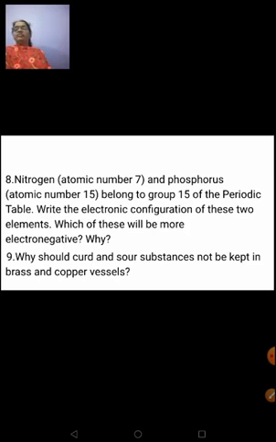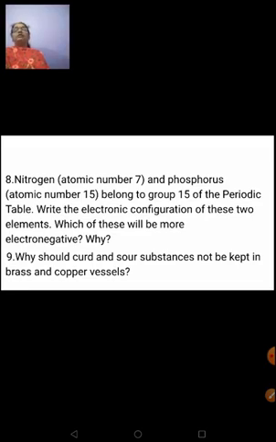Obviously nitrogen. Why? Because nitrogen is smaller in size when compared to phosphorus. Okay. Since this nitrogen is having a smaller size, its nucleus will exert a greater force on the electrons. So that is why we say nitrogen is more electronegative when compared to phosphorus. I'll repeat again. Nitrogen has electronic configuration 2, 5 and phosphorus has electronic configuration 2, 8, 5. Both are having 5 electrons in their outermost shell.